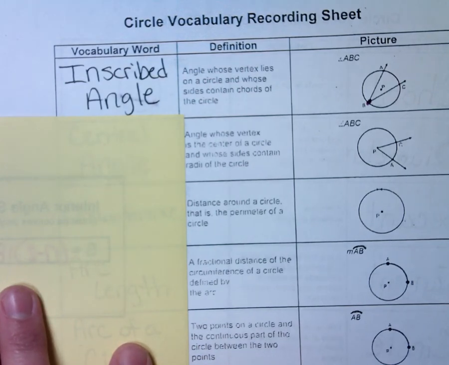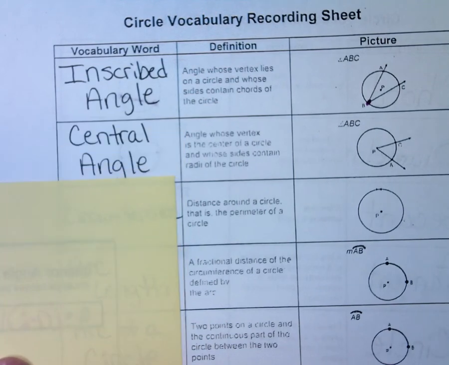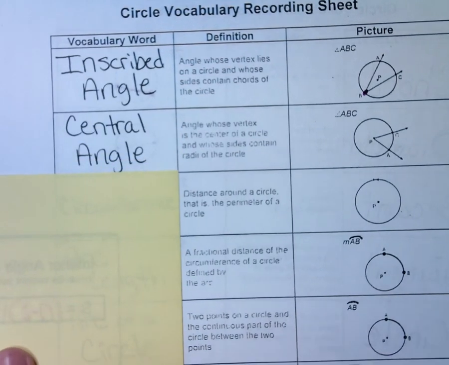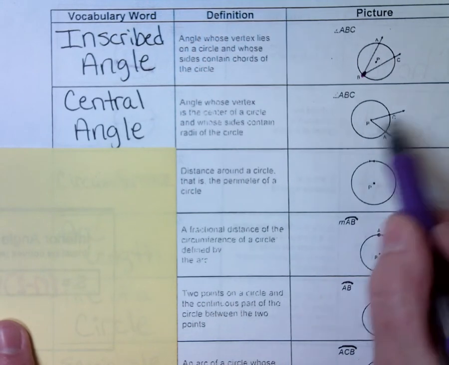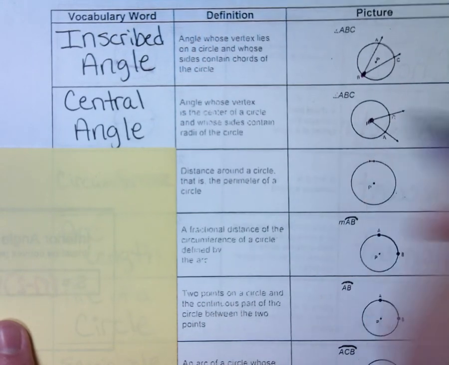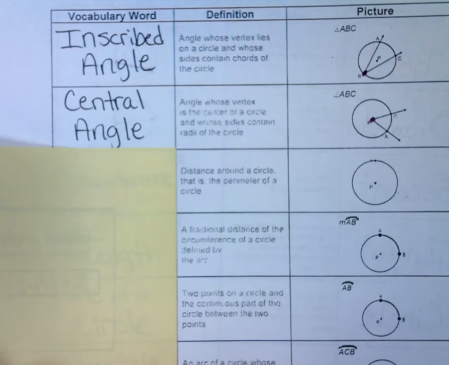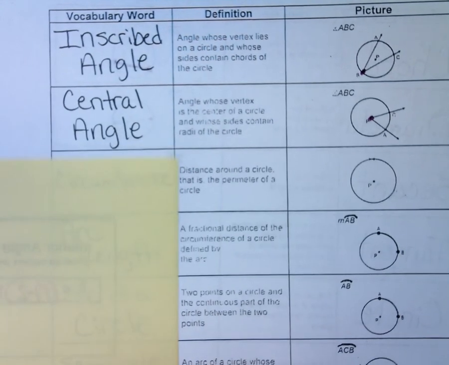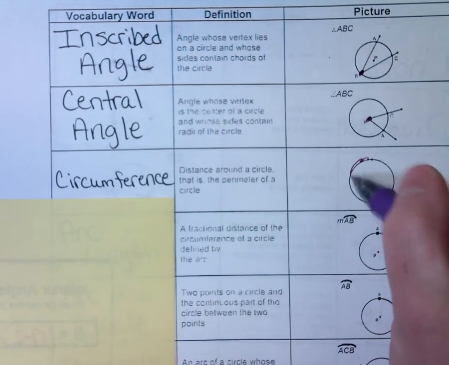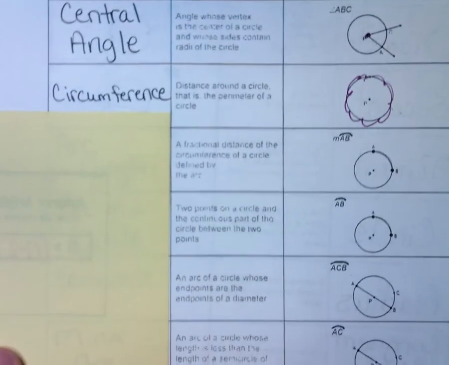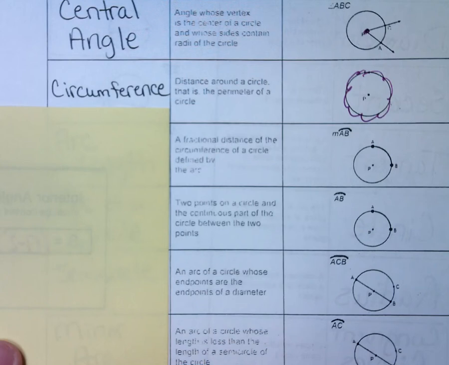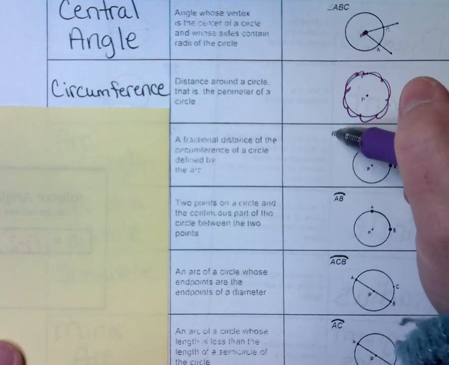Okay, how about the next one? A central angle. This is something that we talked about last unit. As long as the vertex is at the center of the circle, then that's called a central angle. Okay, how about the next one? Circumference. Circumference is the distance around a circle. How far is it around the circle? So that's circumference.